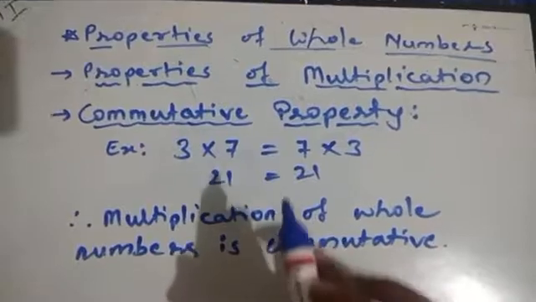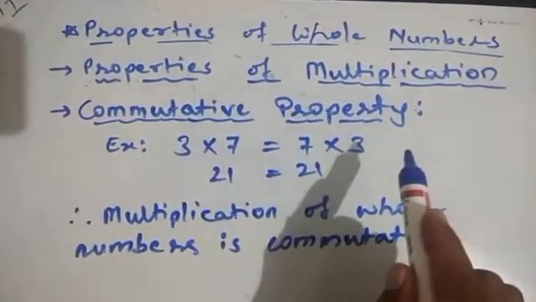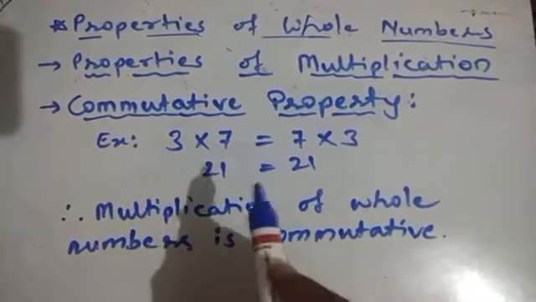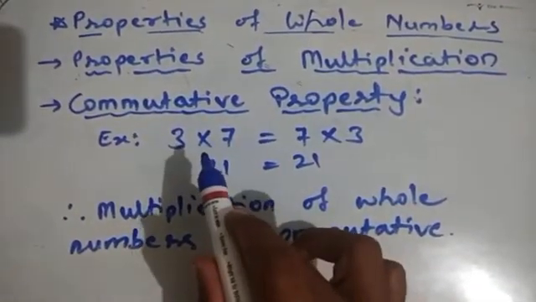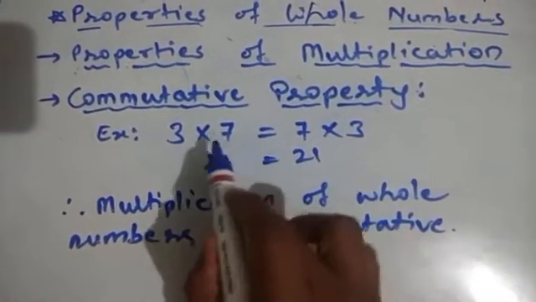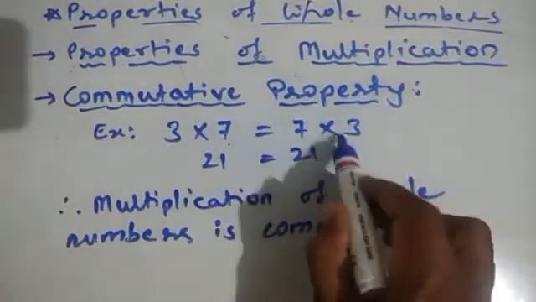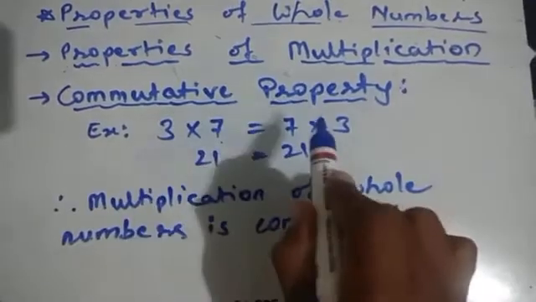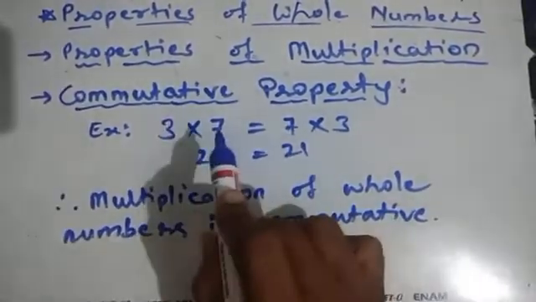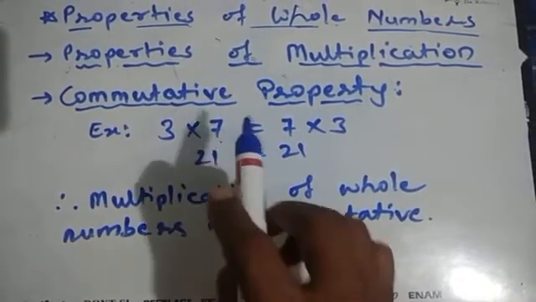Now see the next property, that is commutative property. In this let's start with examples only. It will help us for better understanding. Now see one example, 3 multiplied by 7 is equal to 7 multiplied by 3. Here I changed their order. This is commutative property, order. We are checking here by changing the order of the numbers.